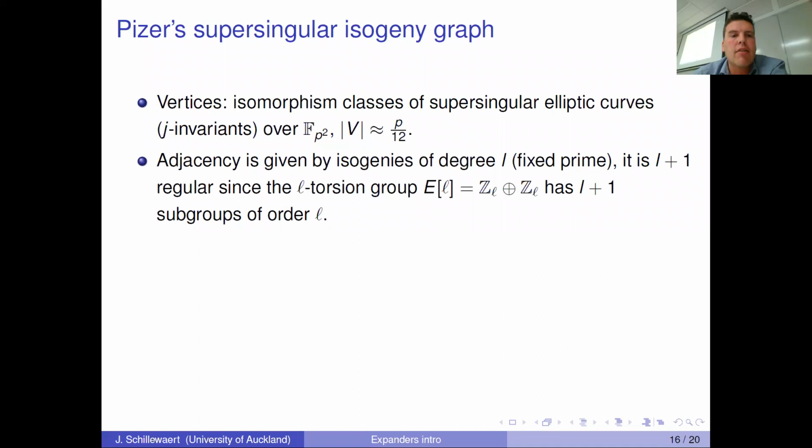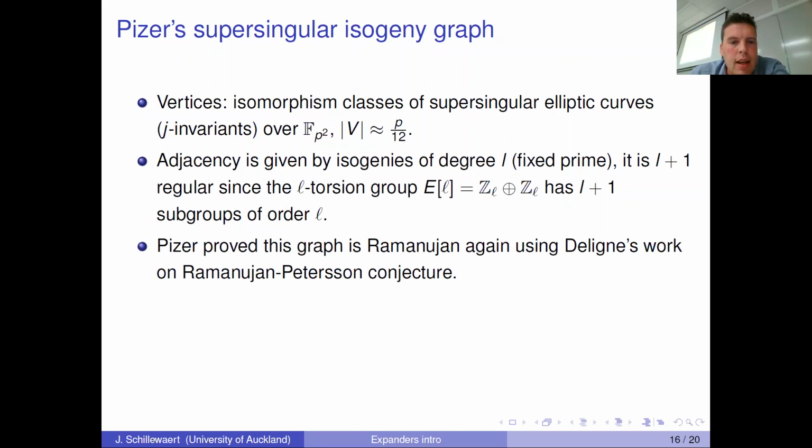And then, well, I have a graph, so I also have to say what adjacency is. Adjacency will be given by isogenies of degree l. And this turns out to be an (l+1)-regular graph because the l-torsion group is a direct sum of 2 cyclic groups. So in there you have l+1 cyclic subgroups of order l. So this is basically the number of points on a projective line. And Pizer proved that this graph is Ramanujan.